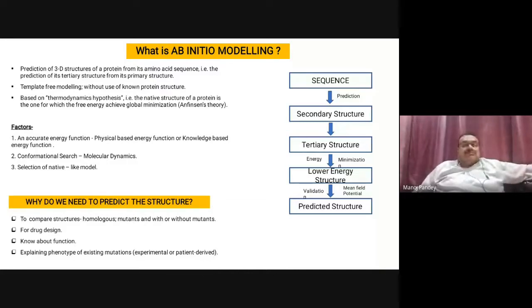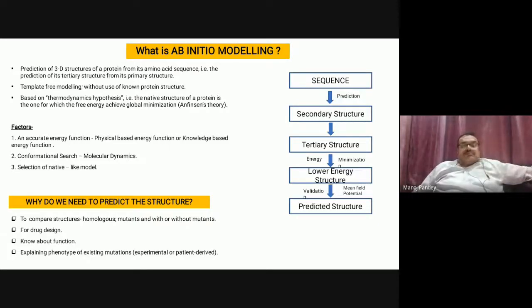Factors required for ab initio modeling: an accurate energy function, physics-based energy functions or knowledge-based energy functions, conformational search, molecular dynamics, and selection of native-like models. Why do we need to predict the structure? To compare structures, homologous, with or without mutants, for drug discovery, to know about the function of a protein or gene, and explaining the phenotype of existing mutations.